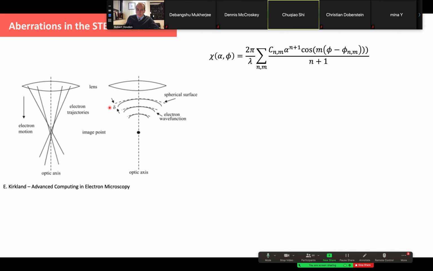And those phase shifts can be represented in an aberration function. That's a polynomial expansion with a series of aberration coefficients. So the coefficients on each polynomial are indexed with an integer n or m. Here, alpha is our convergence angle to the power n. And we also have a symmetry term, m, that dictates the azimuthal symmetry of each term in the polynomial expansion.